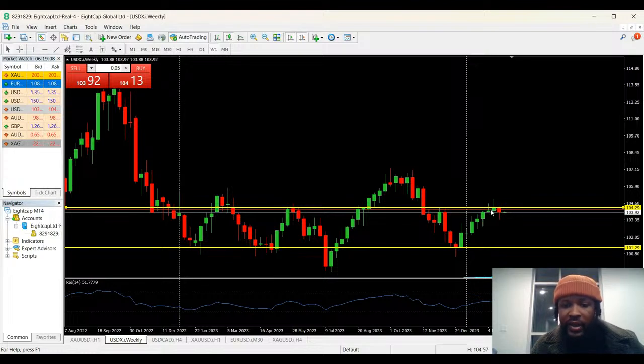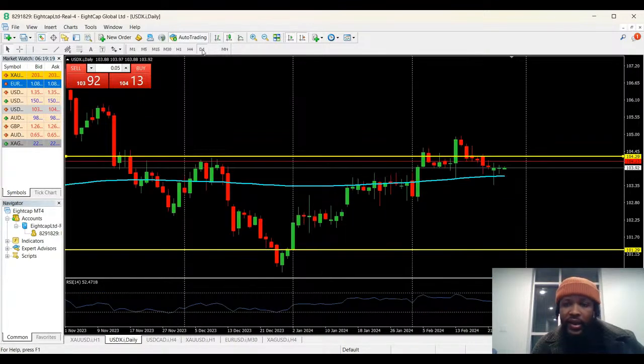So this is where we are on the weekly time frame. Yet again, I don't do too much on the weekly. If you guys want to, you can place more support and resistance levels, but I'm just going to leave it at 104.29 and 101.29 the way it is right now. But on the daily time frame, this is where I spend the most amount of time.